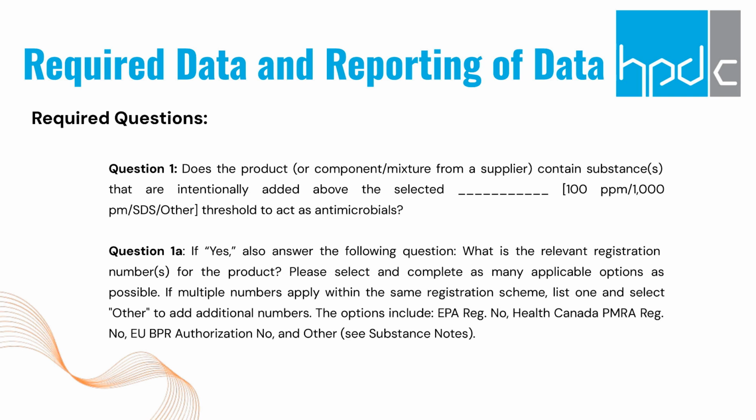Providing registration numbers for antimicrobial substances is crucial for regulatory compliance, transparency, and safety. These numbers indicate that the product has been reviewed and approved by authorities such as the EPA, ensuring it meets safety and efficacy standards. They allow consumers and regulatory bodies to verify the product's legitimacy, build trust, and ensure legal market access. Additionally, registration numbers hold manufacturers accountable, facilitating recalls and corrective actions if issues arise.